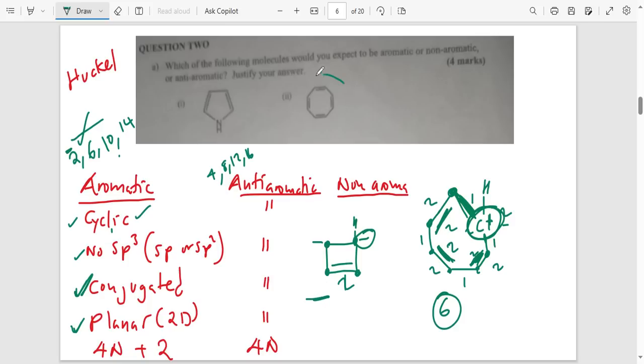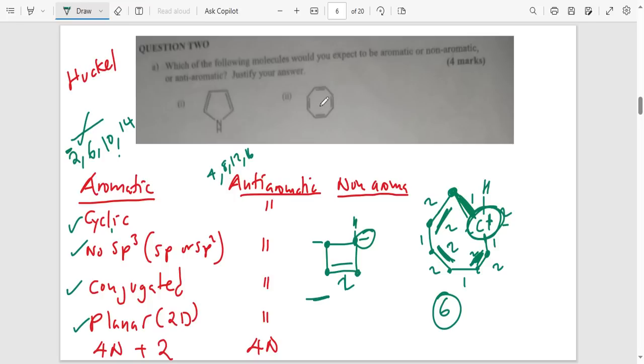Now if you look at this one with 8 carbons, if you count all these rules, it is cyclic. That is true. You can see the double bonds are alternating, right? Alternating, meaning that compound is going to be sp2 hybridized. That means that our molecule is conjugated. The other thing is that this molecule is going to be planar, like it's in a plane, it's in a 2D shape.